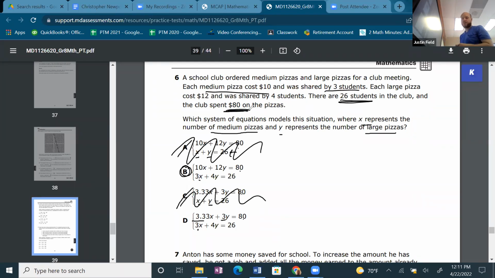And we know that X represents pizzas. So to get the total cost, we multiply the number of pizzas times the cost for that pizza. So I think D is a sneaky one. You could do some division and get those numbers, but it's not right. Okay, the answer is B. $10 per medium pizza, $12 per large pizza, 80 is the total amount spent on pizzas.